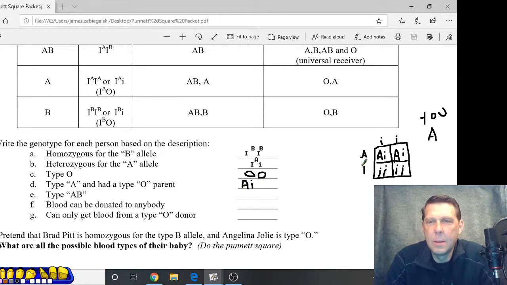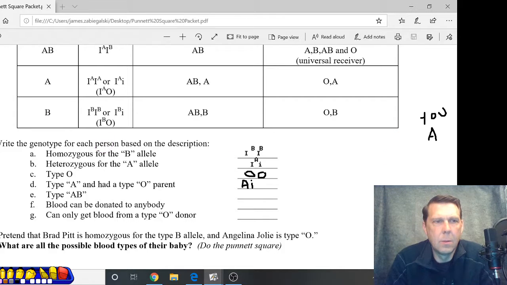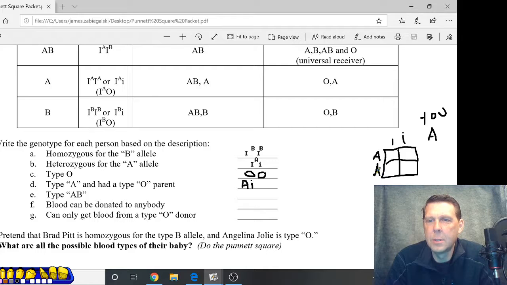What if dad was homozygous for A? Would that make a difference if he was this version of A? I don't think it would. Let's run the square. So mom is still type O, but now dad is A, homozygous. It would still result in A i, A i, A i, A i, so that's the only way you could be A.